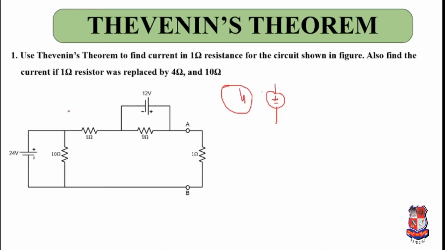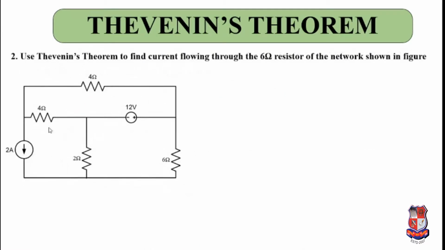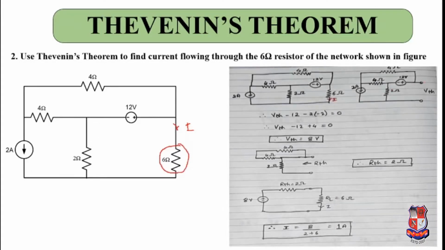So let us take another example. Consider this circuit, and you have to solve it using Thevenin's theorem and find the current flowing through this 6 ohm resistance. So let us begin. The first step will be, if you have to find the current through 6 ohms, remove this 6 ohm resistance. Over here you can see I have removed the 6 ohm resistance. This will be your first step.